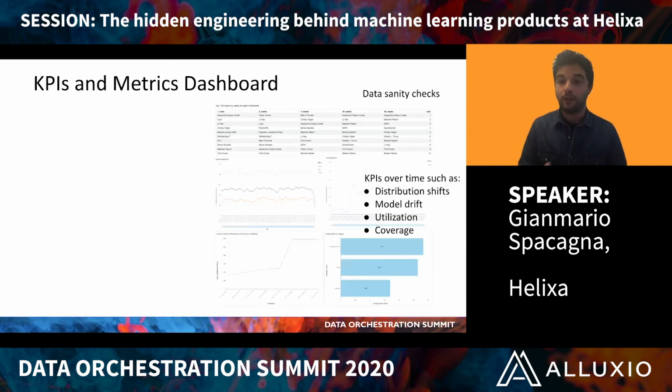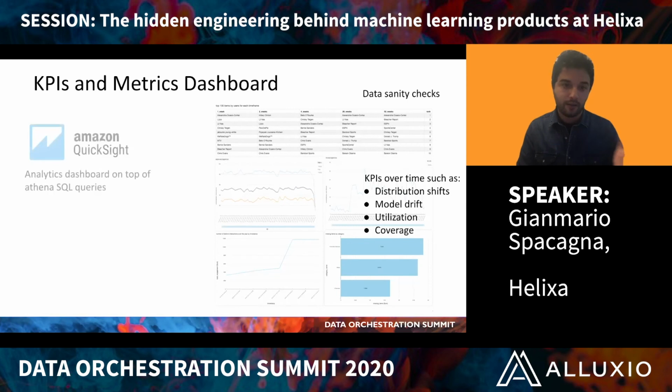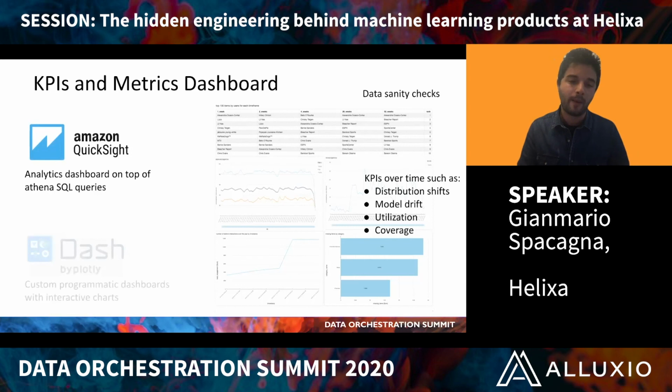And in addition to the monitoring of the infrastructure, you also want to monitor the KPIs and the metrics of your algorithms. There's a very quick solution that works out of the box. That is Amazon QuickSight, which is based on top of Athena SQL queries. But if you need something more custom and programmatic, look into the Dash framework.